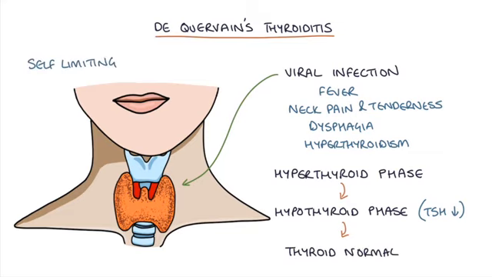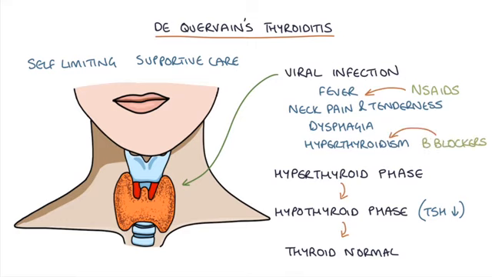And this is a self-limiting condition, and all that's really required is some supportive care, usually with non-steroidal anti-inflammatories like ibuprofen to help with the pain and the inflammation, and some beta blockers for symptomatic relief of the hypothyroidism if required.